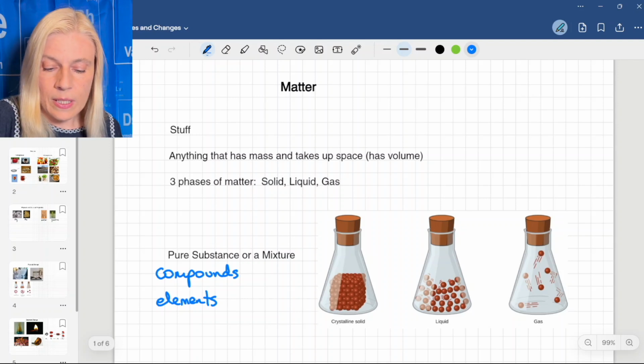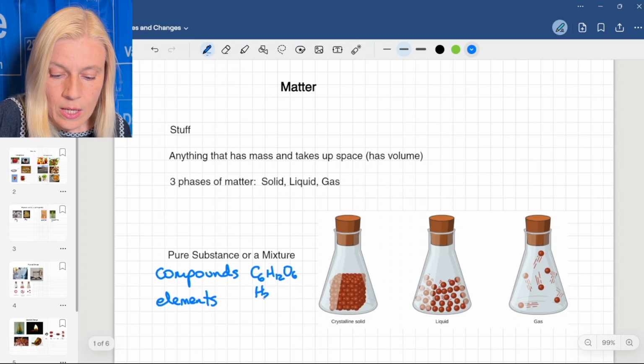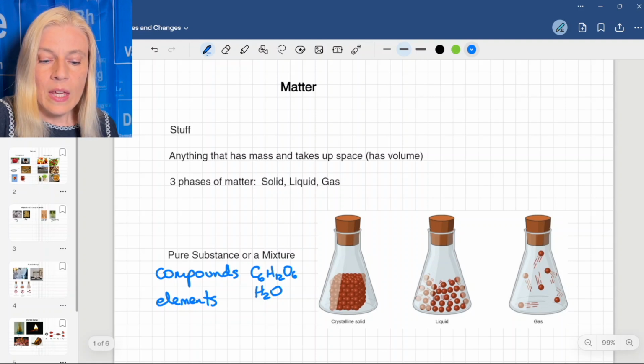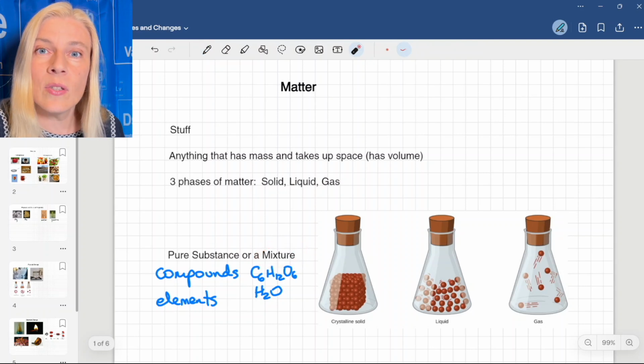So compounds, like we can do sugar, C6H12O6, like glucose, water, or it can be elements, which are found on the periodic table of elements. Things can also be a mixture. Let's go to the next slide to talk about mixtures.